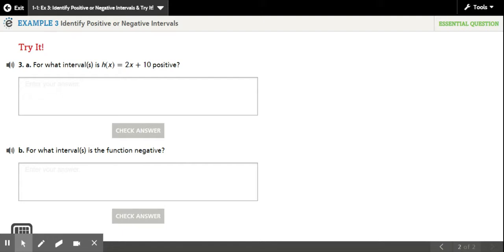Okay, so you try it. I would suggest pausing it and then clicking play again when you want to check your answer. And you can also check your answer in the text here. All right, so I would pause now.